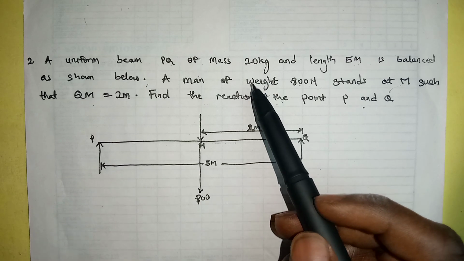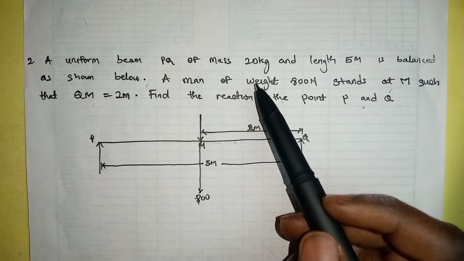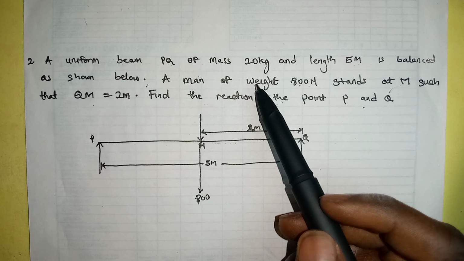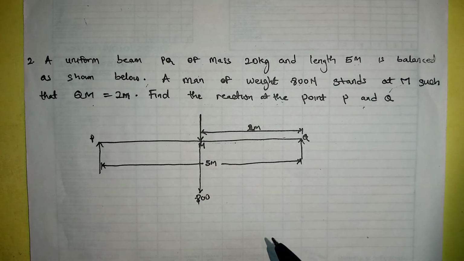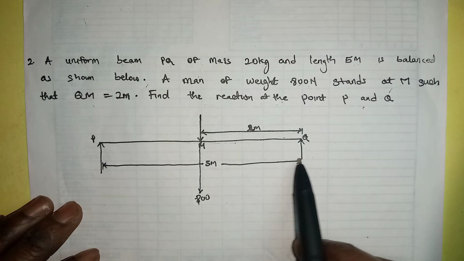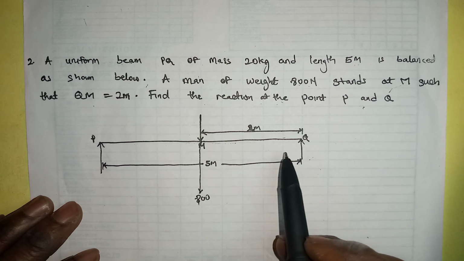Anytime you are given the mass of a ruler, if you are doing any question pertaining to equilibrium of forces, you are going to place the mass of that particular ruler at the center of the ruler. If you have a ruler that is 50, you are going to place it at 25. If you have a ruler of 100, you are going to place it at 50. Here I have a ruler of 5 meter long, so I'm going to place it at 2.5.